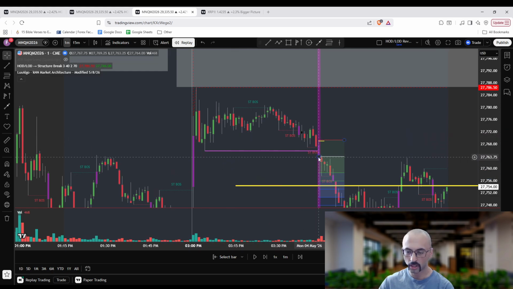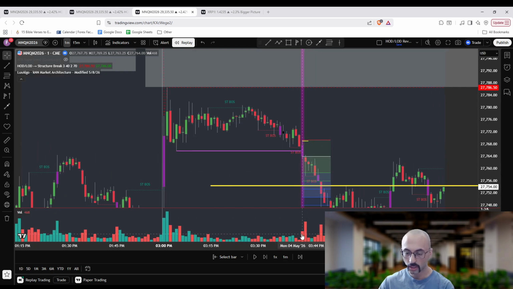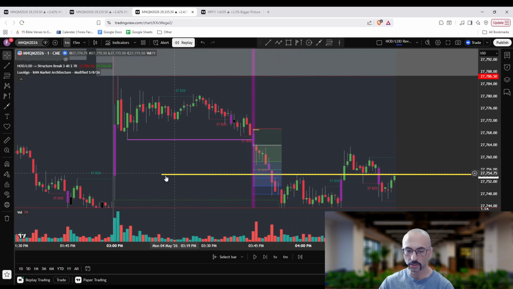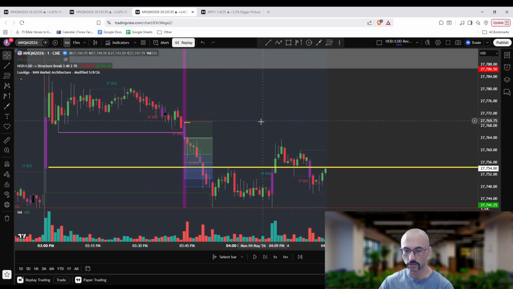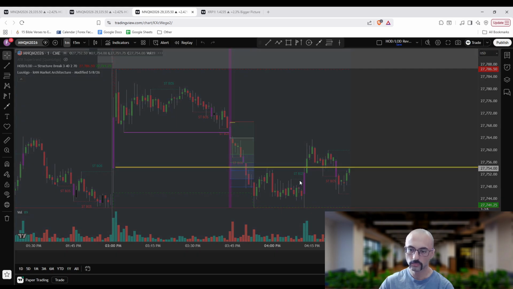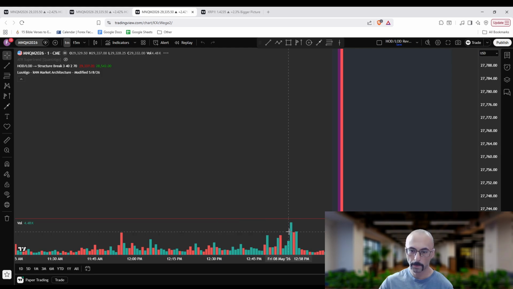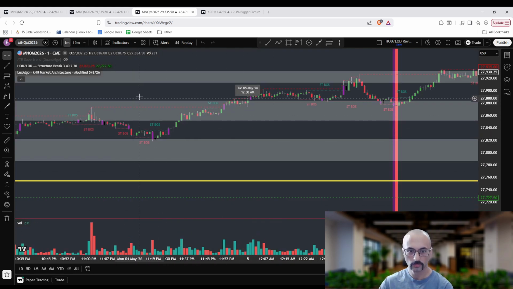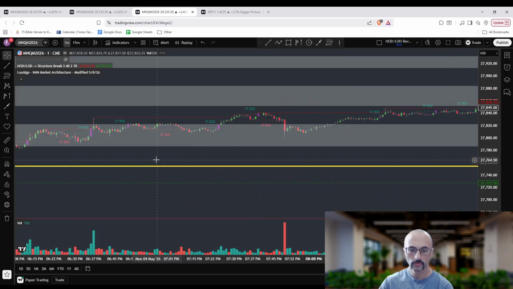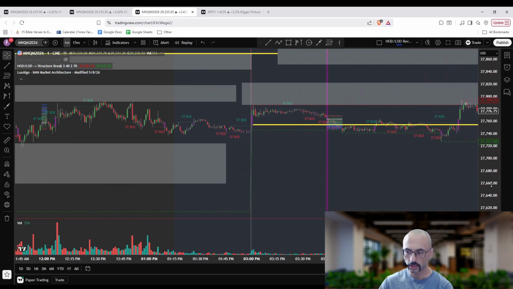We close beyond that purple line with more volume than the prior candle. You do want to look for excess volume. Here you do get a little bit, but with these signals you don't have to worry as much about it on the smaller scale ones. You go back to Tuesday. All right, that's that one.